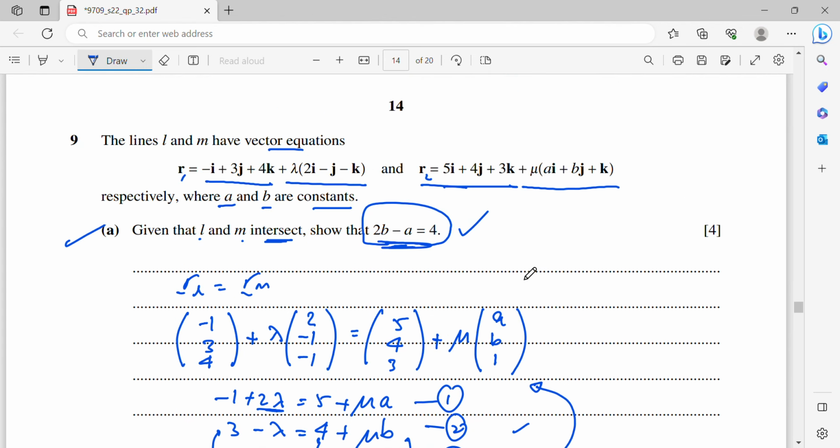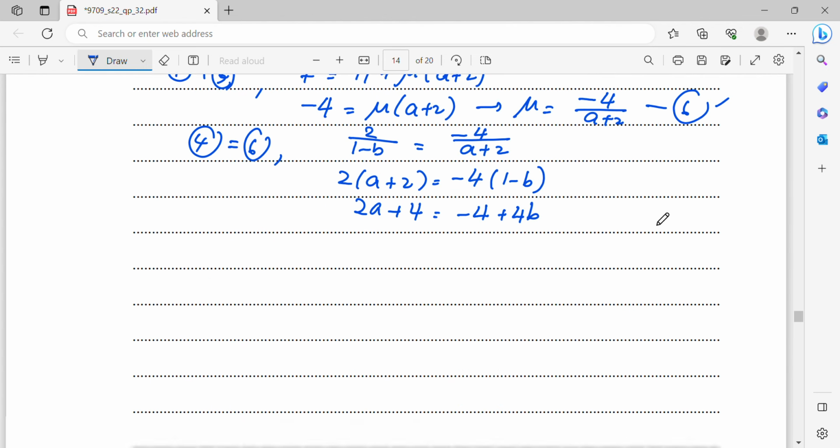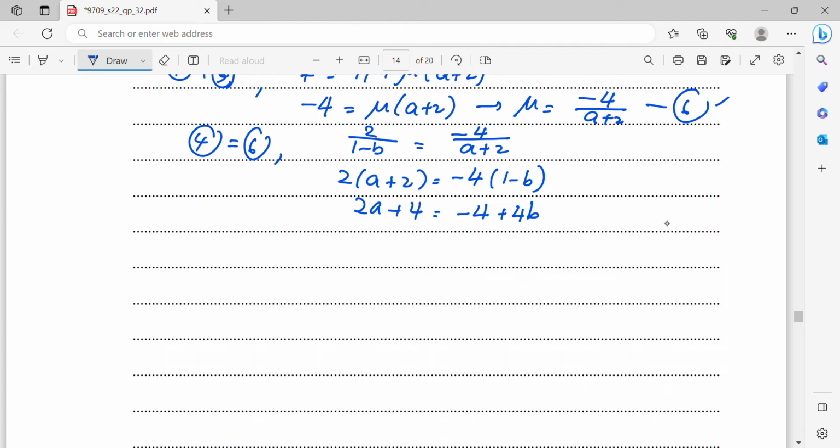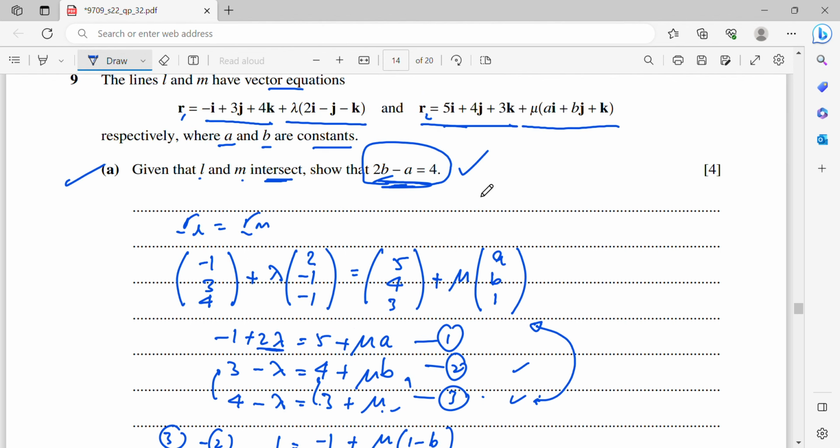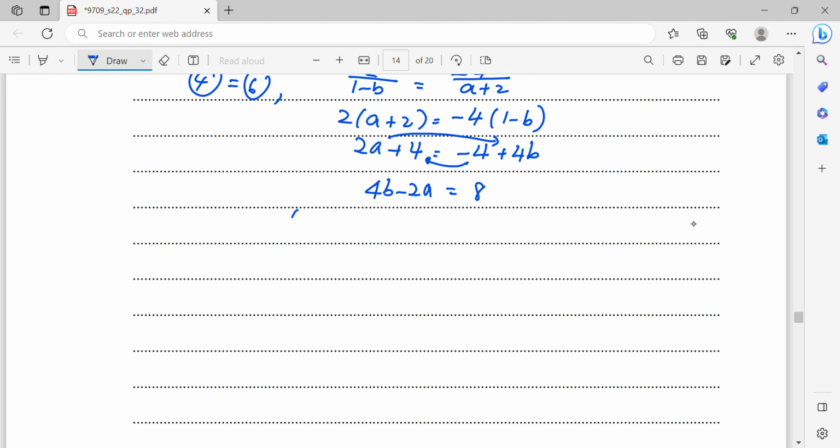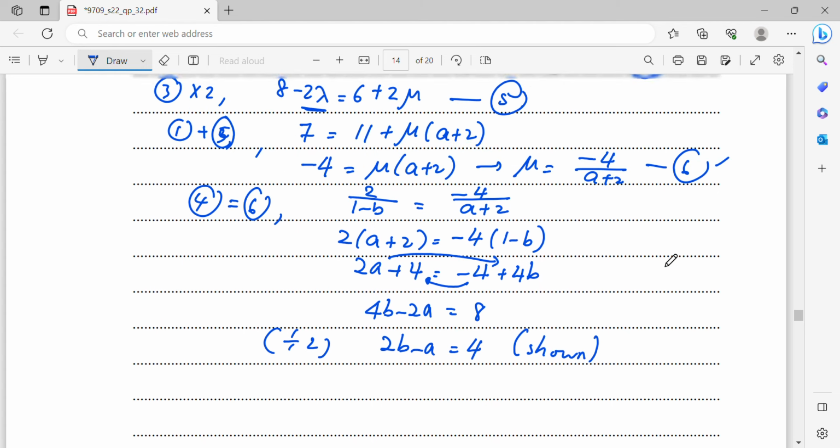Alright, I need 2b minus a. So that means my 2a should move to the right side. So I will get 4b minus 2a. Okay, here moved. This minus 4 moved to the other side. It becomes 8. And now, when you look at the answer here, I need to get 2b minus a. Means that I need to divide the whole equation by 2. So I will get 2b minus a equals to 4. Alright, so I have shown the result.